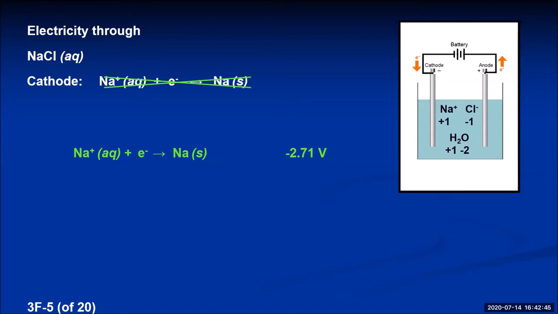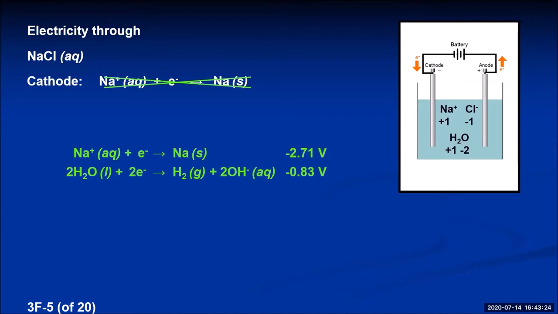If we look up on handout 6, the reduction potential for sodium ions plus an electron yields sodium is -2.71. If we look up the reduction potential for the hydrogen in water, that would be 2H2O plus 2 electrons yields H2 plus 2OH-. The voltage is -0.83. Which one of these reactions is more spontaneous? It's the one with the higher reduction potential, and -0.83 volts is higher than -2.71. Most of the time, the metal's reduction potential is going to be a higher value. That's why it happens most of the time.